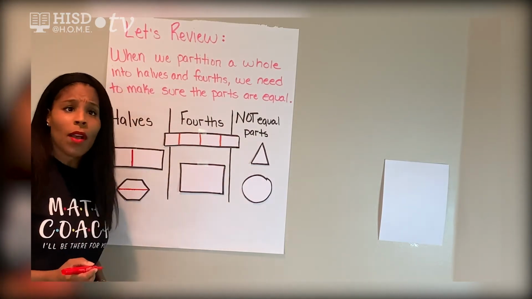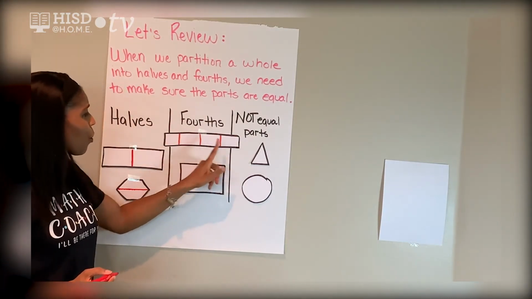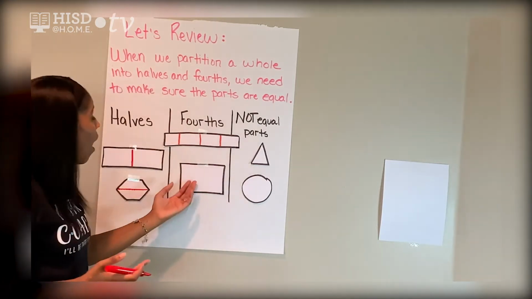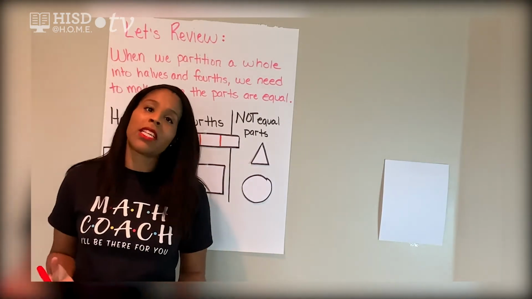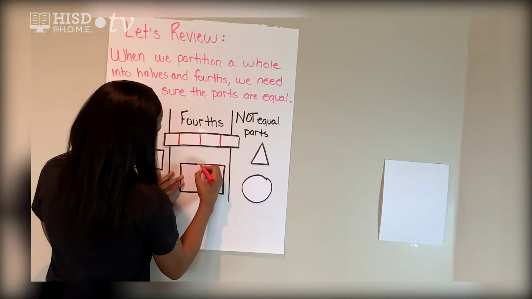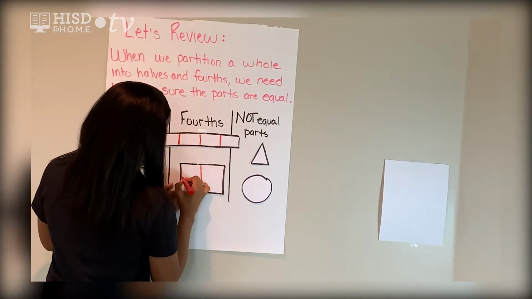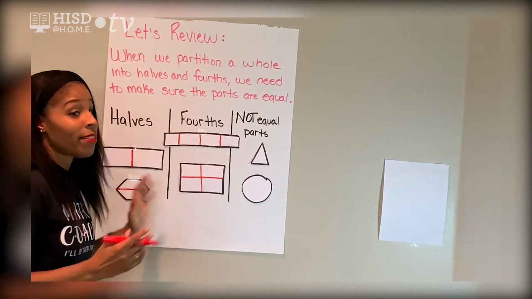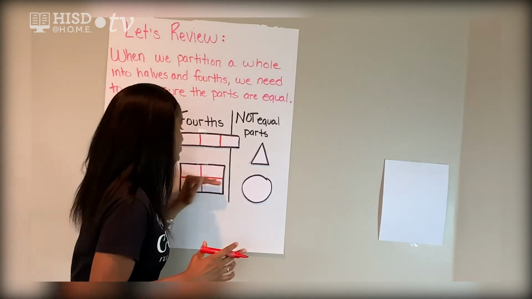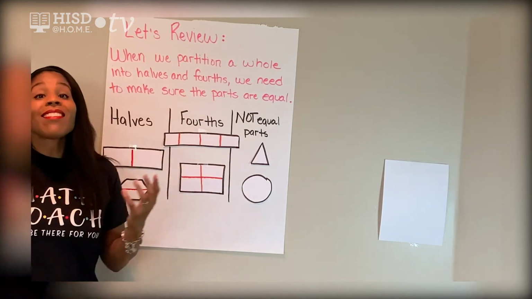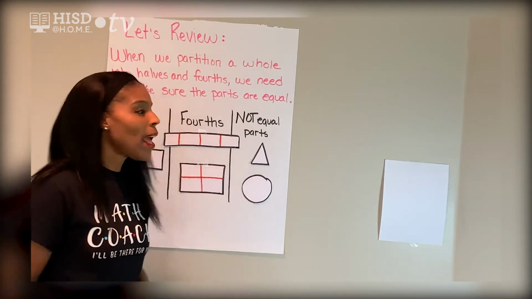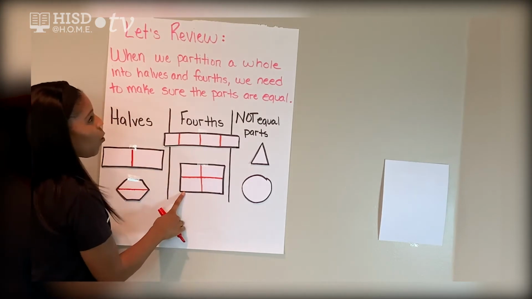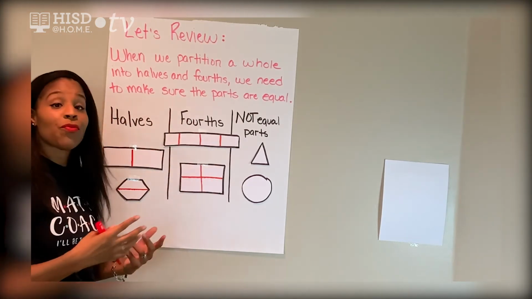All right, so I have 1, 2, 3, 4 equal parts now. So I partitioned it into fourths. Now I also have a square and I want to partition it into equal parts as well. So I drew my line down the middle, that was my half. Then I drew a line across, that's now partitioning it into fourths. So now I have 4 equal parts here, and I also have 4 equal parts here. So now I have partitioned into fourths.